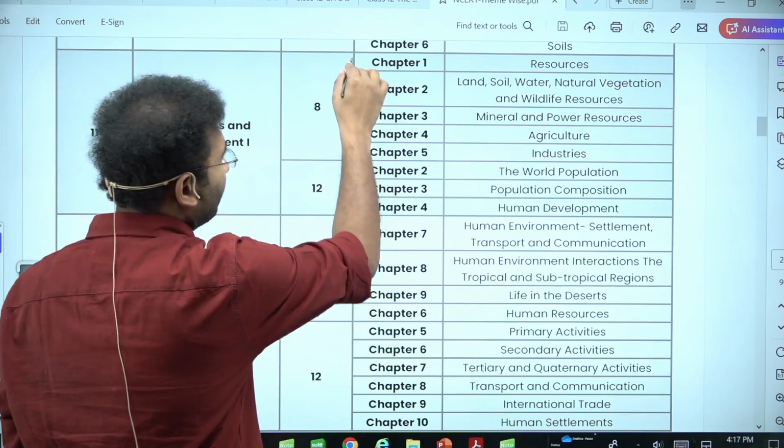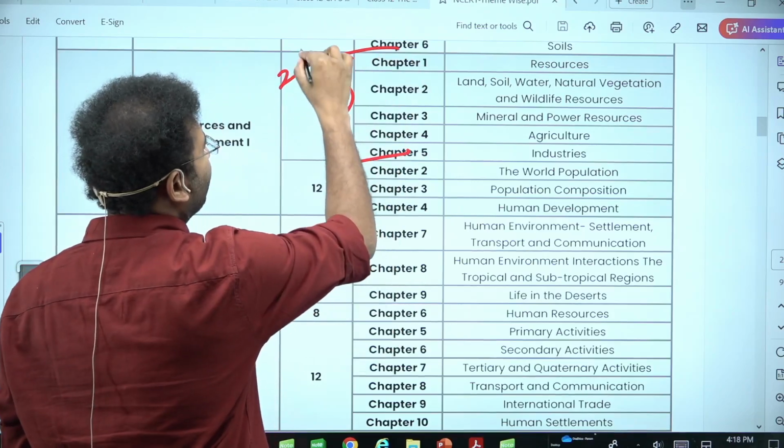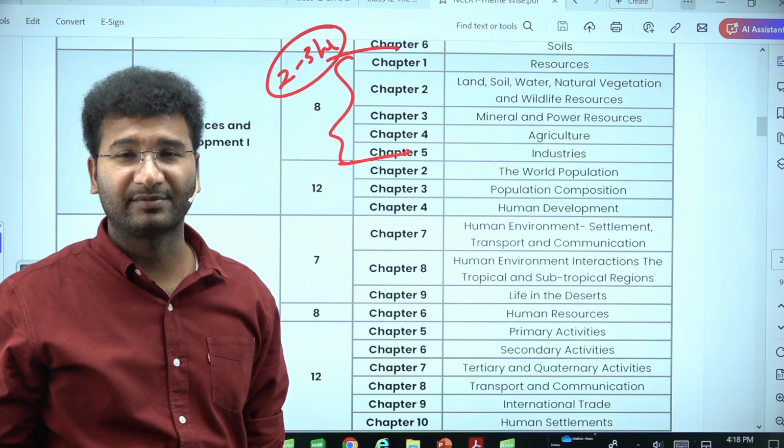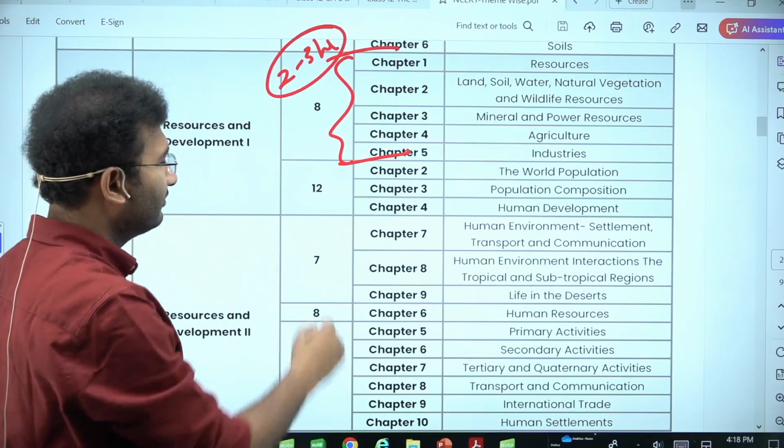If you're sitting back, you should complete them in just a matter of 2 to 3 hours, even if you're reading all these 5 chapters, even if you're reading for the first time. Very easy chapters. Next, come to class 12.